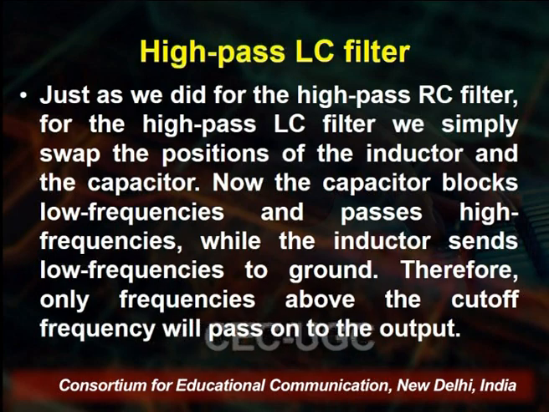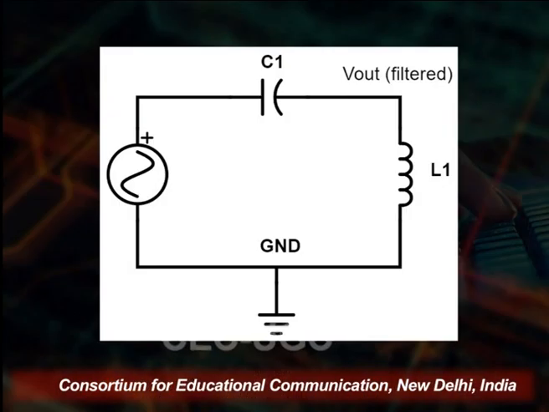For the high pass LC filter, we simply swap the positions of the inductor and the capacitor. Now, the capacitor blocks the low frequency and passes the high frequency, while the inductor sends the low frequency to the ground. Therefore, frequencies above the cutoff frequency will pass to the output. You see on the screen, we just change the position, and this is the LC high pass filter.